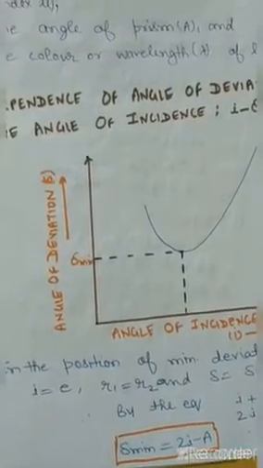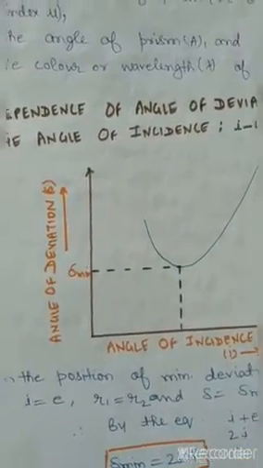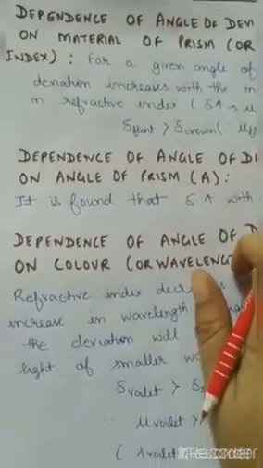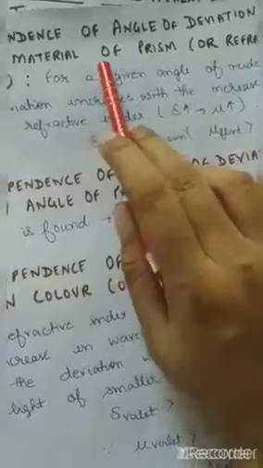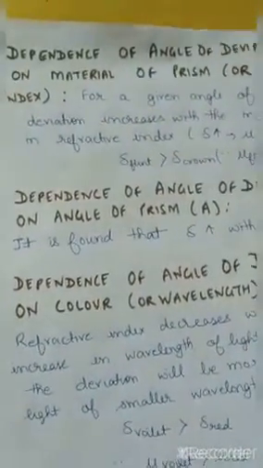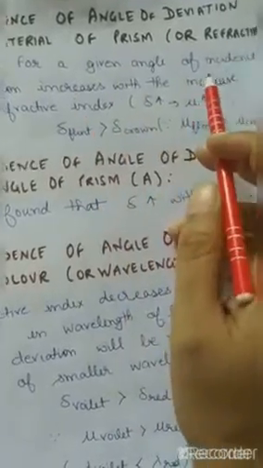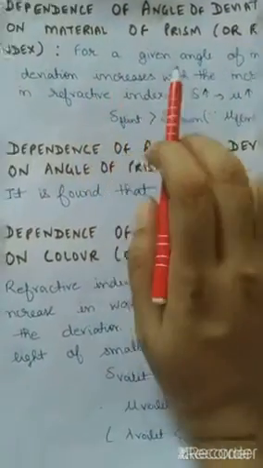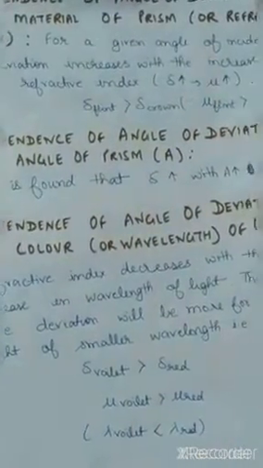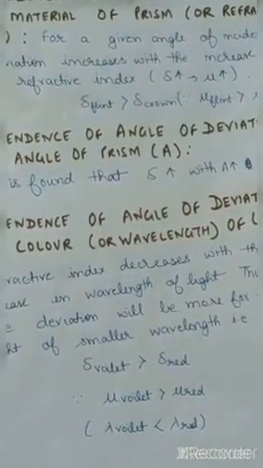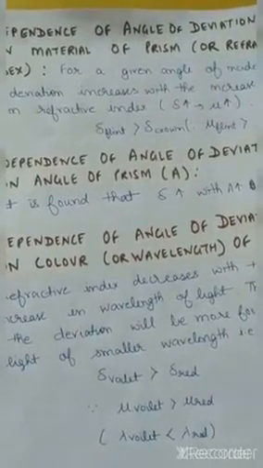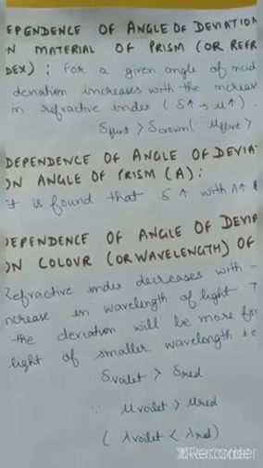So this is the first factor on which the angle of deviation depends. Now the second factor: the dependence of angle of deviation on the material of the prism, that is the refractive index. For a given angle of incidence, the deviation increases with the increase in refractive index. So when the refractive index increases, the angle of deviation will also increase.